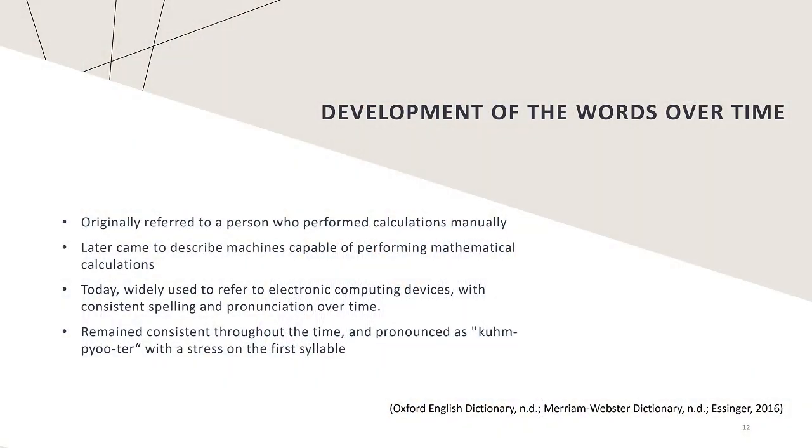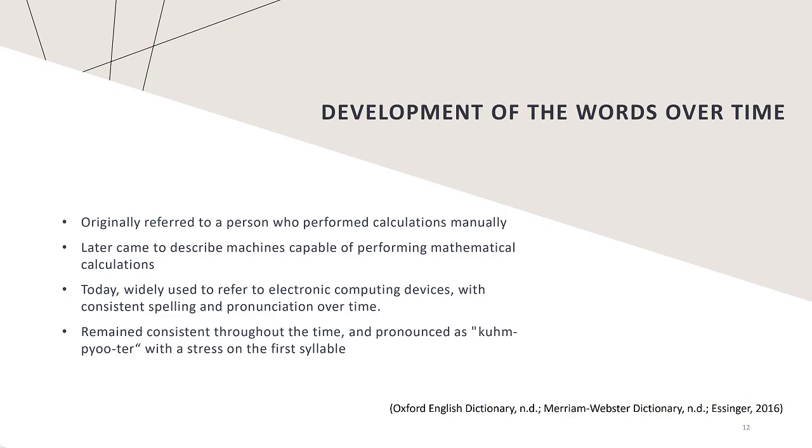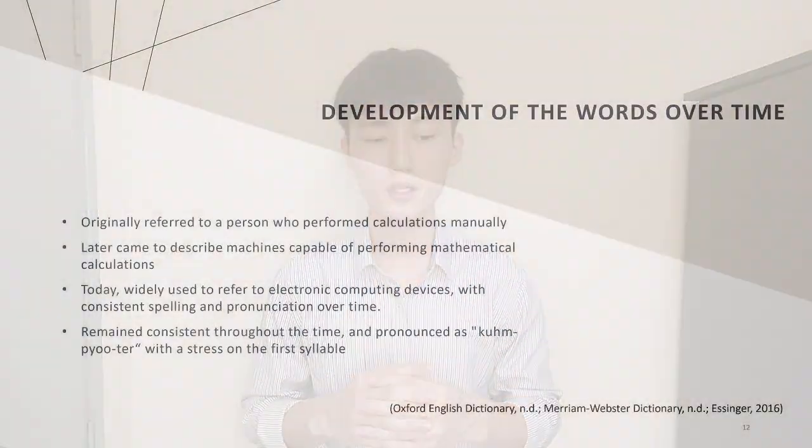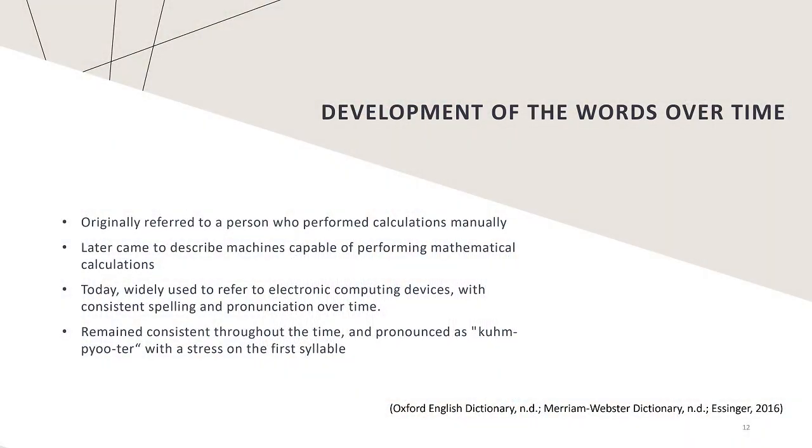During the 19th century, technological advancement led to the development of machines capable of performing mathematical calculation. Over time, the term computer came to be used to describe these machines as well, as their capabilities expanded beyond simple calculations. By the mid-20th century, the term computer had become synonymous with electronic computing devices. Today, the modern definition of computer is a device that can be programmed to perform mathematical calculations and logical operations.